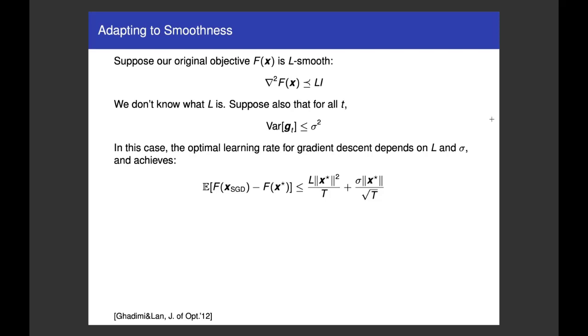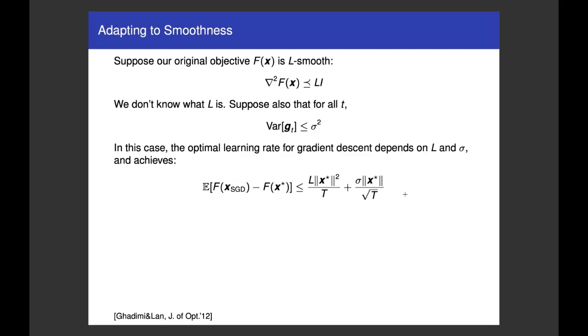And in this case, it turns out that the optimal learning rate for gradient descent is a little bit different. It depends on L and sigma, and it achieves an improved convergence bound that is L times the norm of x star squared over t plus sigma times the norm of x star over root t. This is better because with small sigma, we've improved the root t to t, and in general, sigma is smaller than g, so we should expect this to be a better bound.